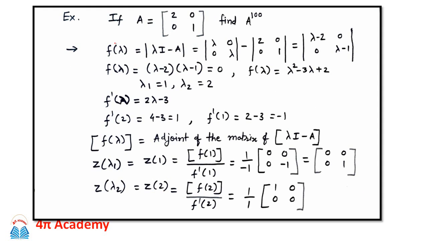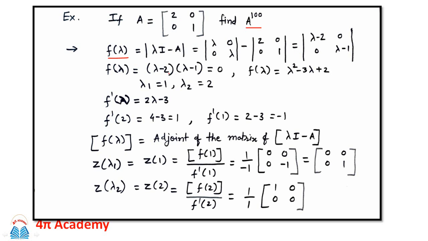So let us take one example, from which you will have a clear idea about how to find the power of a matrix. Let us take a matrix A, which is a 2 by 2 matrix, say 2, 0, 0, 1, and you have to find A raised to power 100. Now our f of lambda is equal to the determinant of lambda I minus A. So this will be the determinant of lambda, 0, 0, lambda minus our matrix 2, 0, 0, 1, which equals lambda minus 2, 0, 0, lambda minus 1.